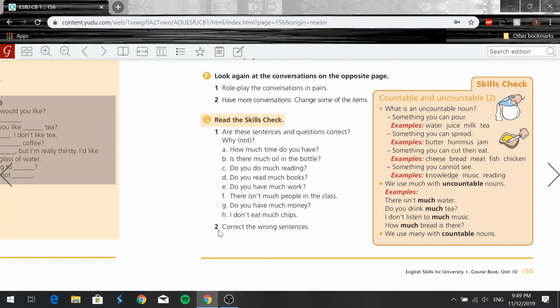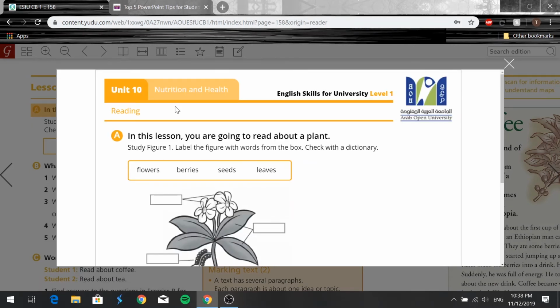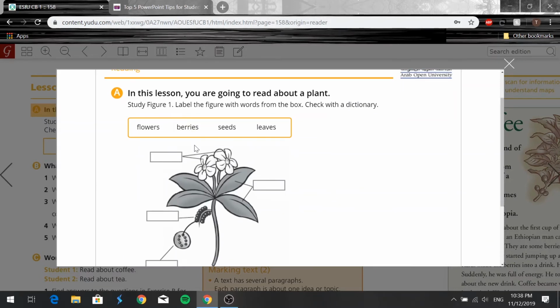Now let's move on. Alright, you guys, so now let's move on to lesson 4 reading. Here we have exercise A. In this lesson, you're going to read about a plant, right? So label the figure with words from the box and use Google or the internet to check your answers. Well, since I already know these, I'll just put them down, but you could do further research if you want, okay? So these are flowers, right? This is, by the way, the main parts of a plant.